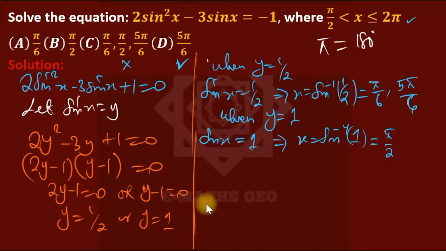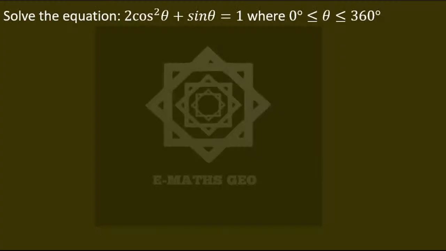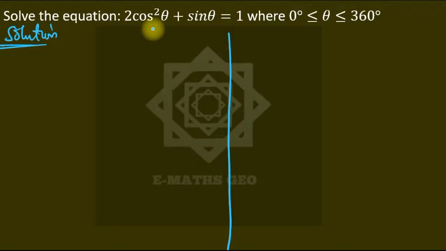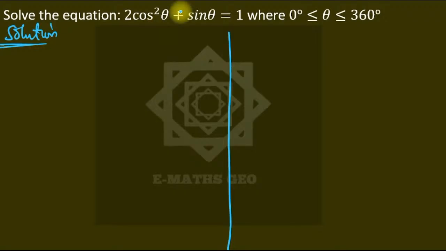So we're asked to solve the equation 2 cos squared theta plus sin theta equal to 1, where theta runs from 0 to 360. So we have more than one answer here. Let's solve. We first use the Pythagorean identity, because I'm seeing cos squared and sin theta. You can remember there is an identity that sin squared theta plus cos squared theta is 1.